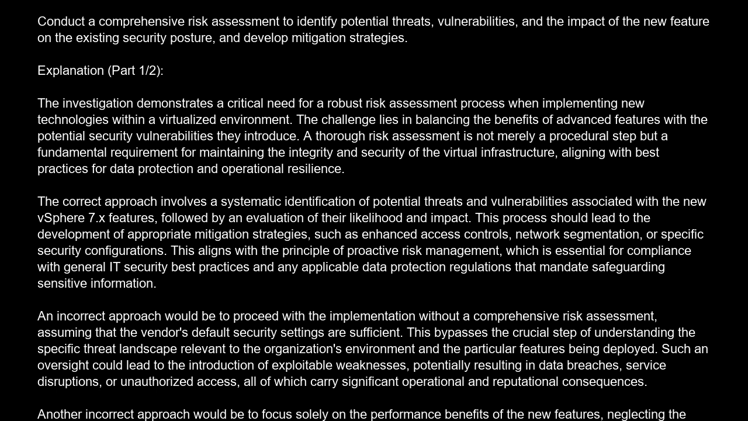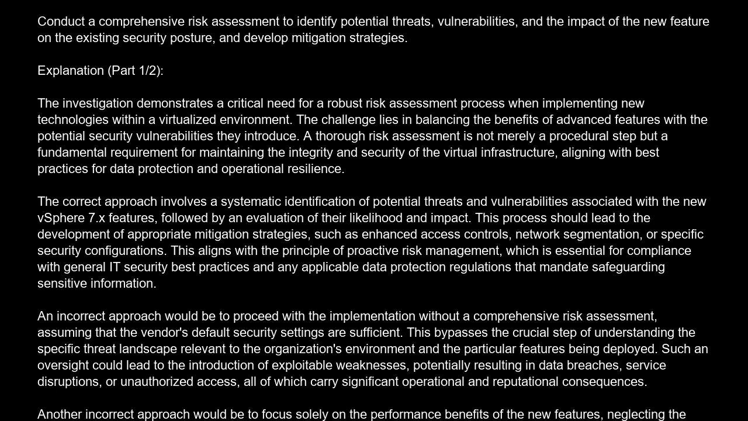The correct approach involves a systematic identification of potential threats and vulnerabilities associated with the new vSphere 7.x features, followed by an evaluation of their likelihood and impact. This process should lead to the development of appropriate mitigation strategies, such as enhanced access controls, network segmentation, or specific security configurations. This aligns with the principle of proactive risk management, which is essential for compliance with general IT security best practices and any applicable data protection regulations that mandate safeguarding sensitive information.